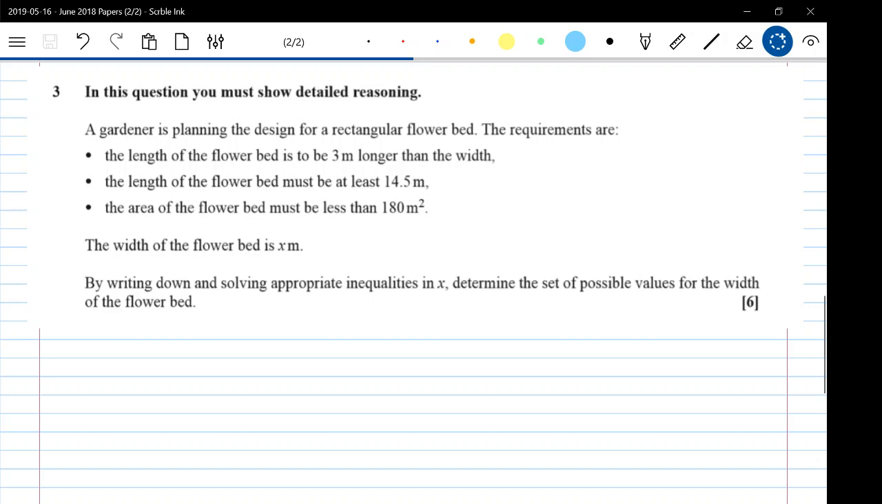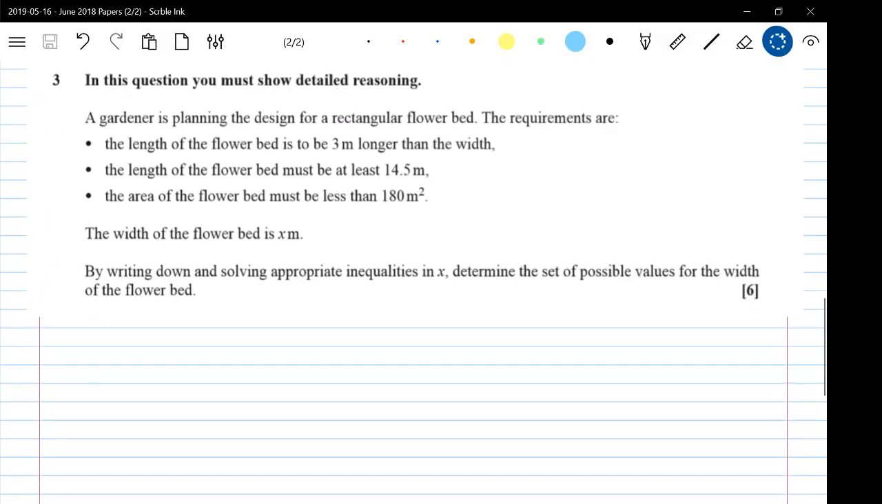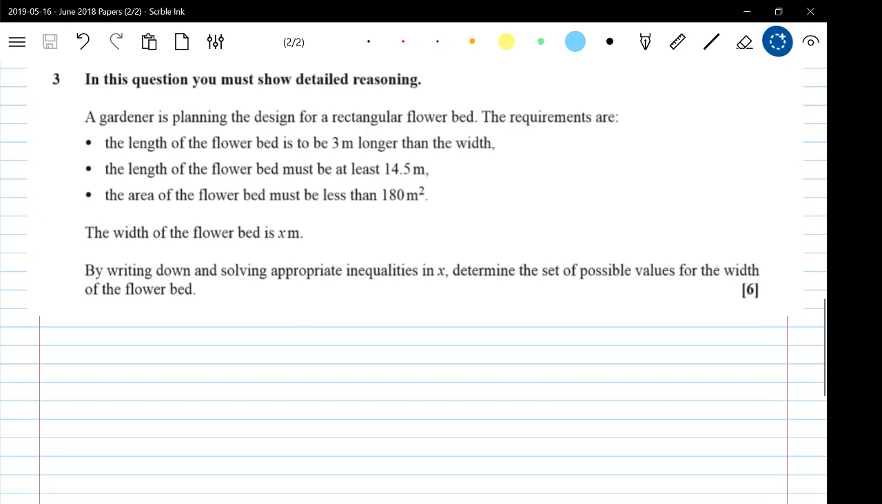So in this question, you must show detailed reasoning. And then we've got this long kind of description of what's going on. A gardener is planning the design of a rectangular flower bed. I feel the need for a diagram when doing this. The requirements are the length of the bed is to be 3 meters longer than the width, and so on. So let's see what we can do with this.